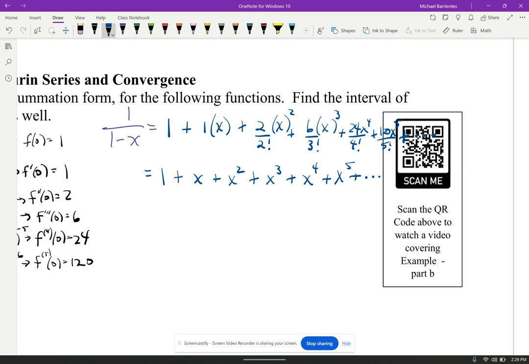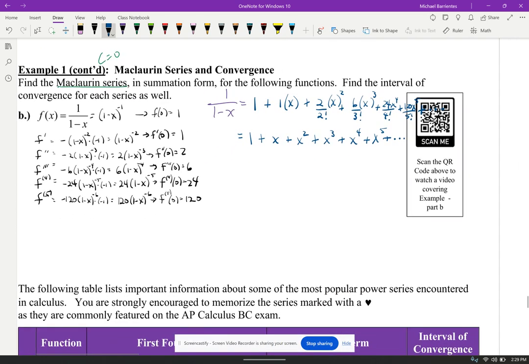This is my Maclaurin series for 1 over 1 minus x. Can we write it in summation form? Sure. Starting at 0, going to infinity, what's the pattern? Well, it looks like it's just x to the n, right? If this is 0, plug in 0, x to the 0 is 1. If this is 1, x to the 1 is x. When I plug in 2, x to the 2.